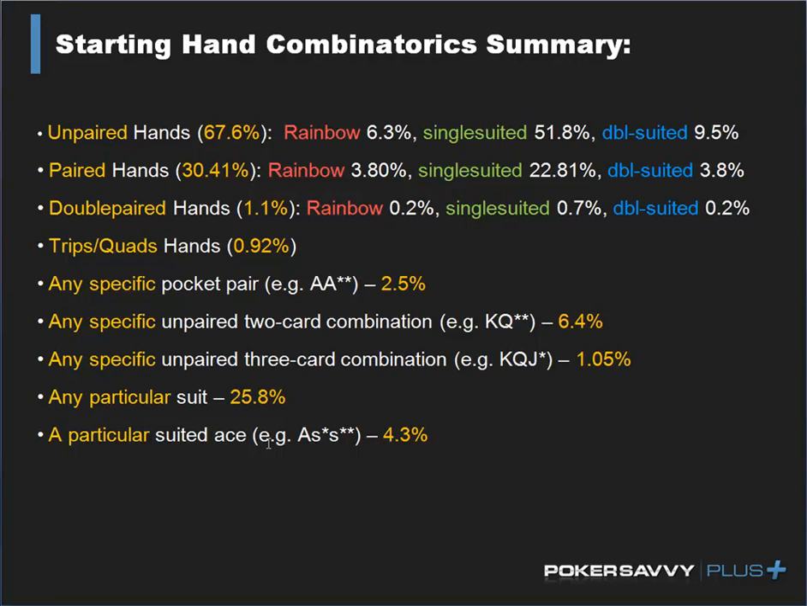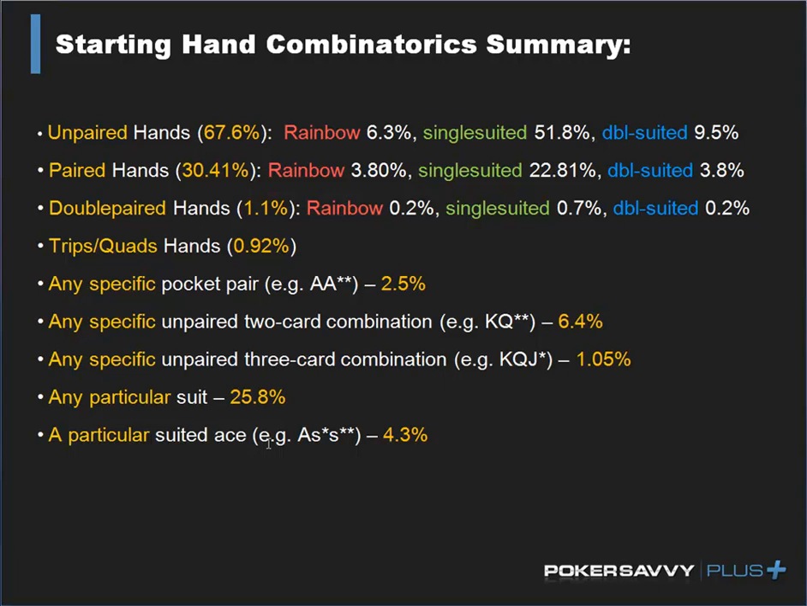6% of hands are rainbow. 9.5% of unpaired hands are double suited. Similarly with paired hands, about 1/3 of all hands are paired. And the breakdown is as follows: 4% rainbow, about 23% single suited, about 4% double suited.